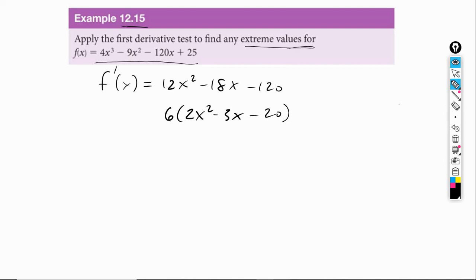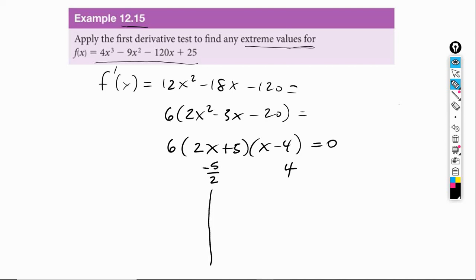And we can factor this even more, right? Because this is the same as, so let's use the equal sign here, 6 times 2x plus 5 times x minus 4. Okay, since we have to equal this to 0 to find the stationary points, we're going to see that one of them is minus 5 halves, and the other one is going to be 4. So I'm going to build the graph or chart table based on these two values. And we're going to see the behavior of the function.